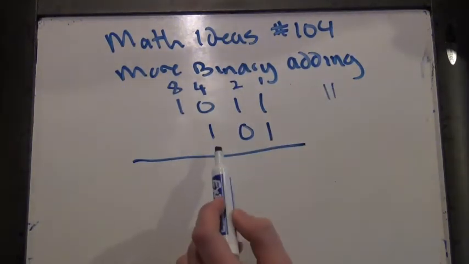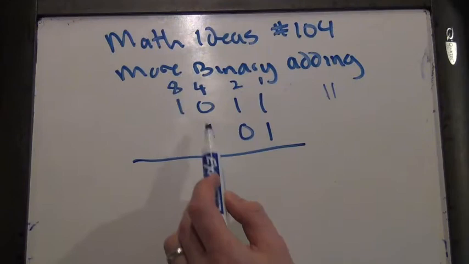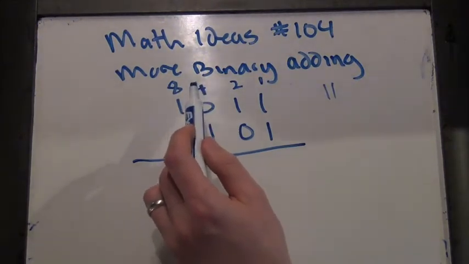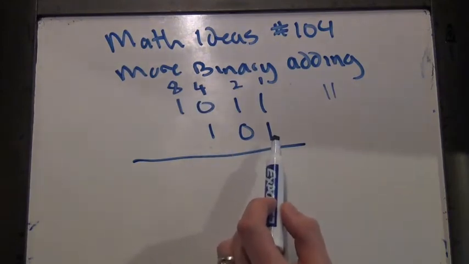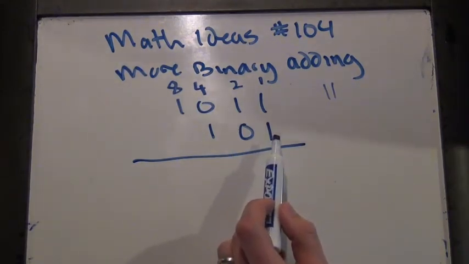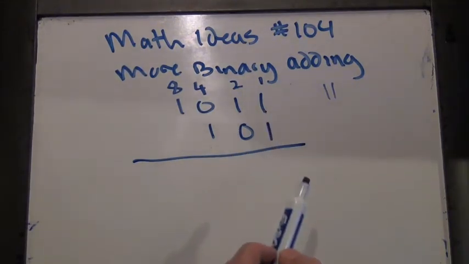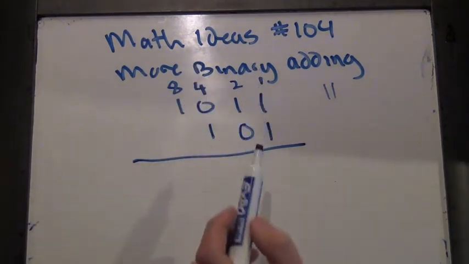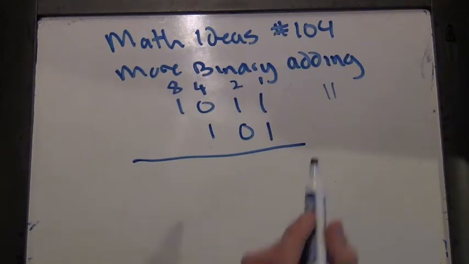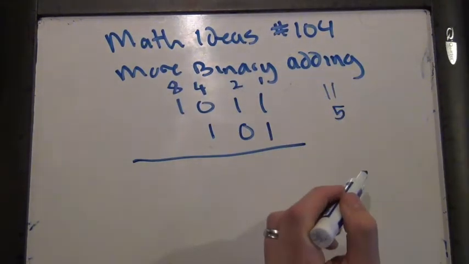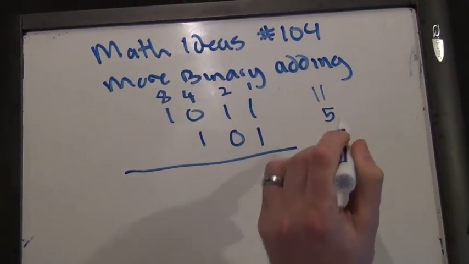What's this bottom number? It's 1 times 4, plus 1 times 1, which is 5. Okay, and 11 plus 5 is 16. Okay, so we're hoping to get something.